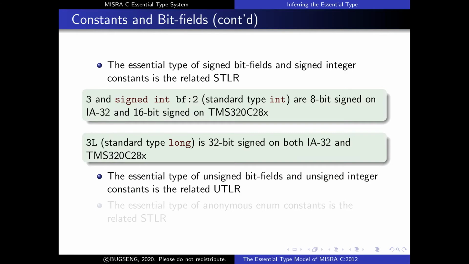The essential type of unsigned bit fields and unsigned integer constants is the related UTLR. So we can, of course, do very similar examples. You can do them by yourself. And the essential type of anonymous enum constants is the related STLR. As I said before, anonymous enums are seen just as containers for signed constants.